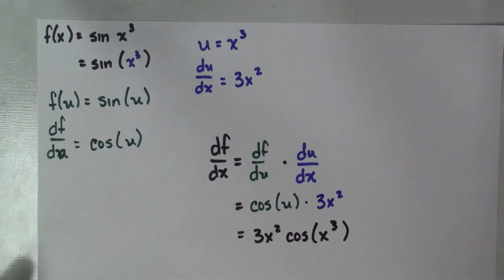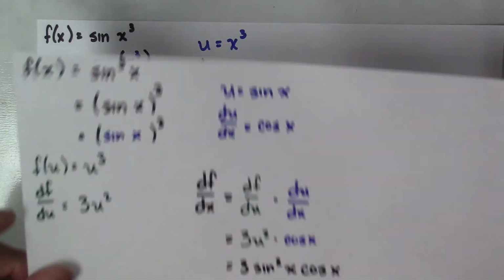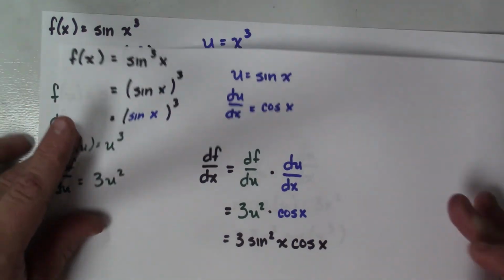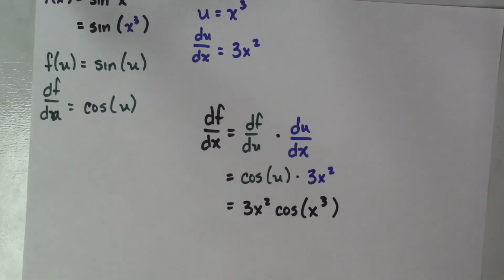Now, that is a different function. So notice here this is sine of x cubed, where this is sine of x quantity cubed, giving me this one versus that one. But it's all in finding what's the interior function, substituting it for u, and going from there.